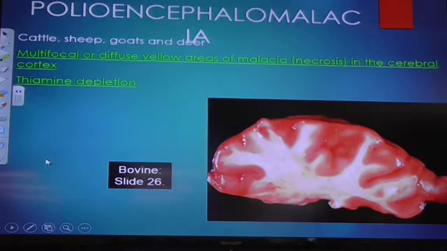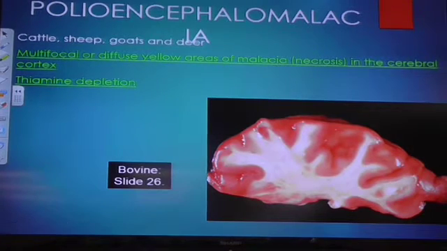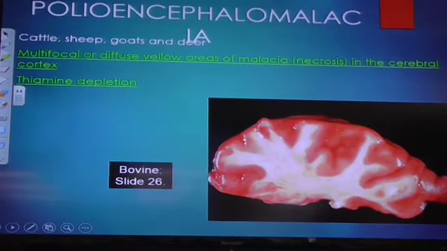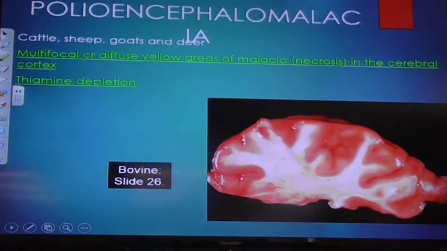So there are two main diseases that we are going to focus on in terms of gray versus white matter. The first one is polioencephalomalacia. And in this disease, you have necrosis or softening in the cerebral cortex or the gray matter. So this is a cross-section of a bovine with polioencephalomalacia.